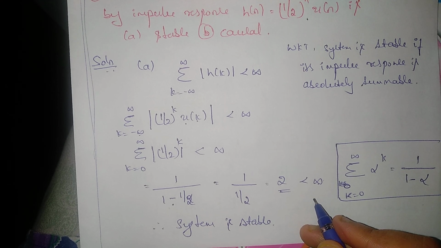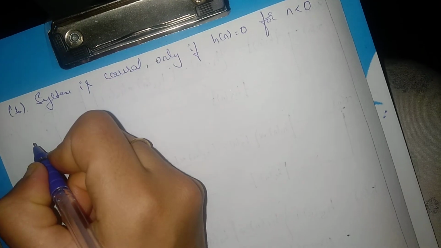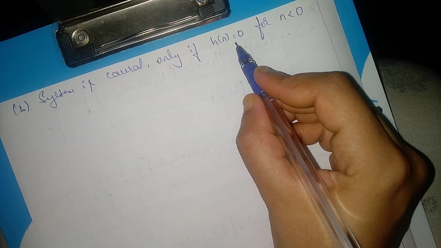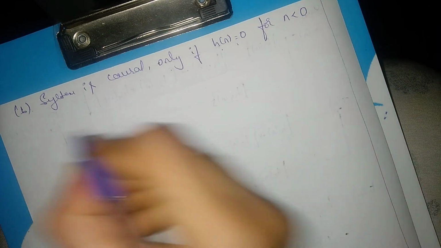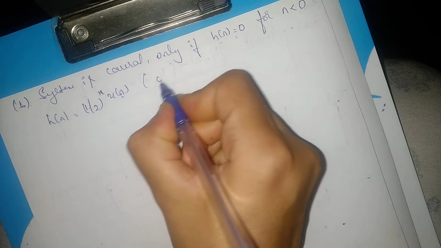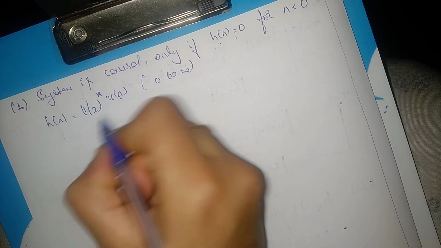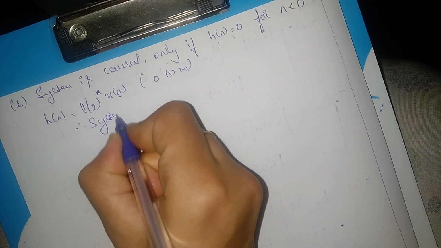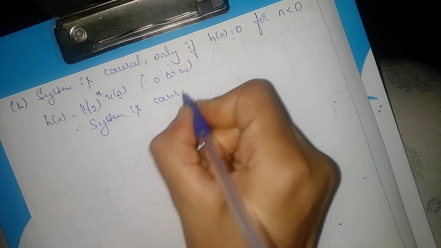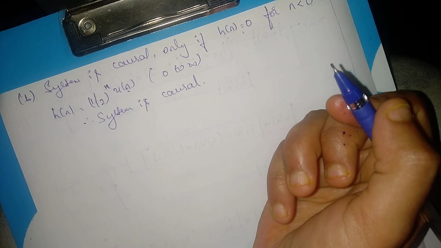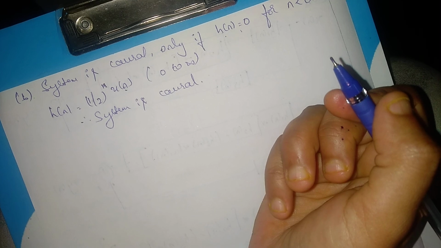Now let us check whether it is causal or not. To check whether the system is causal, we only have an equation: h of n should be equal to 0 for n less than 0. Here we have h of n as (1/2) to the power of n into u of n. U of n means this varies from 0 to infinity. For negative values, this value is 0. So we can say that the system is causal. Here we checked both stability and causality of the system.